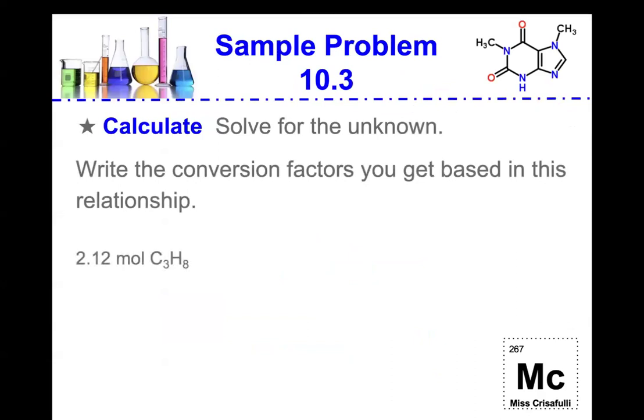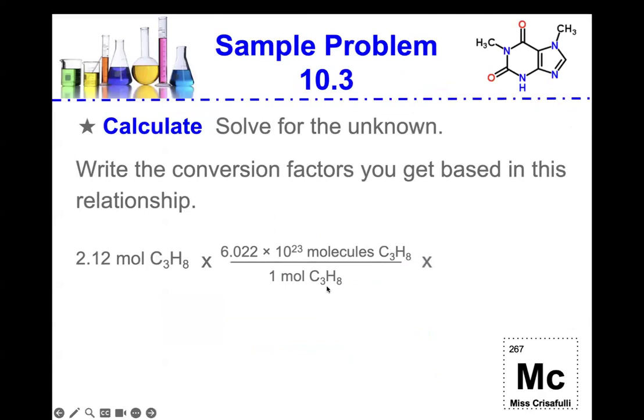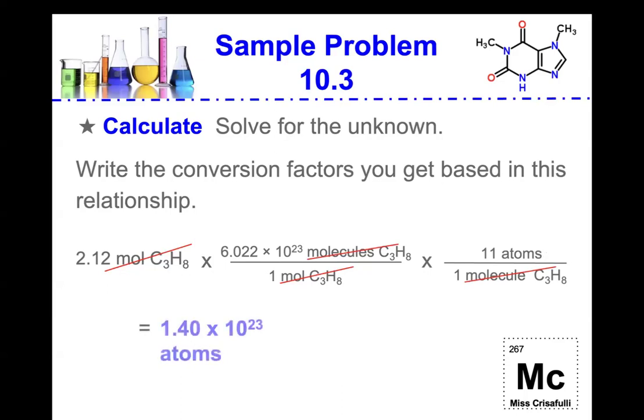So we start with what they give us, 2.12 moles of propane, multiply by our conversion factor using Avogadro's number, 6.022 times 10 to the 23rd molecules of propane for 1 mole of propane, because then our moles of propane can cancel out. And then we're going to use how many atoms in each molecule of propane, because then molecules of propane will cancel out and we'll be left with just atoms, which is what we're trying to get. So we'll multiply across the board and we get 1.4 times 10 to the 23rd atoms in 2.12 moles of propane.